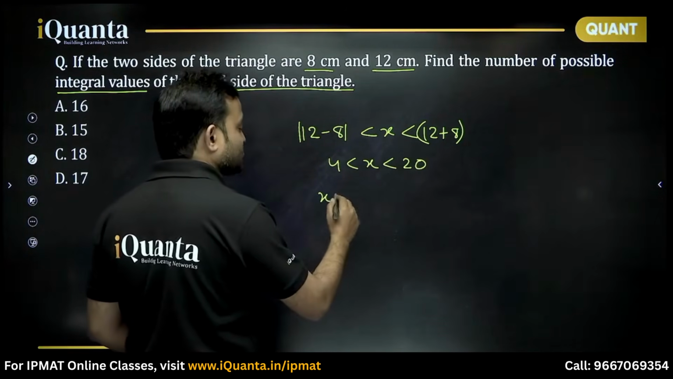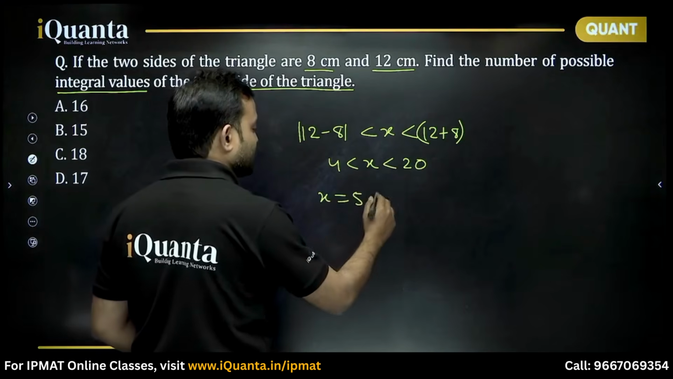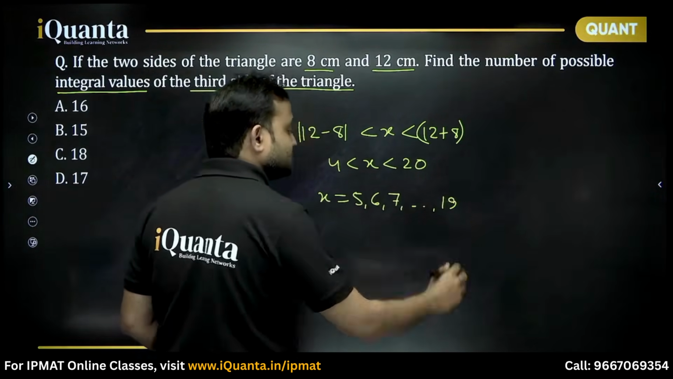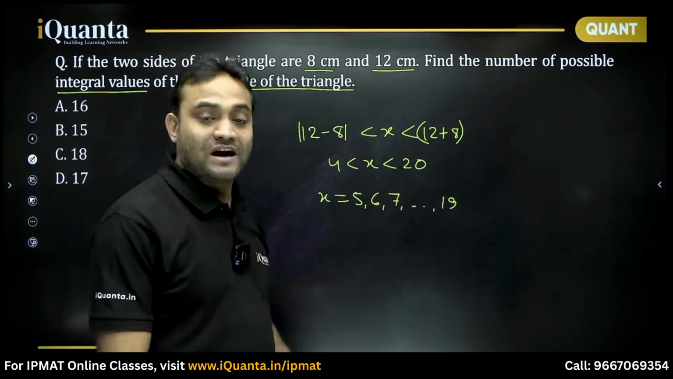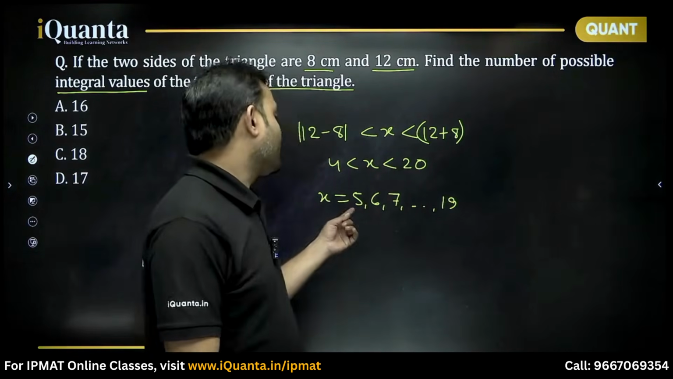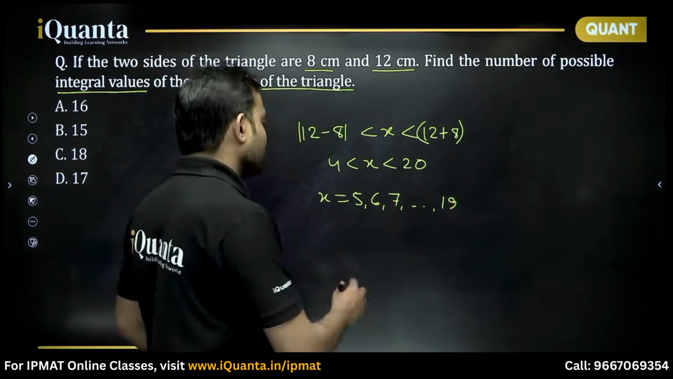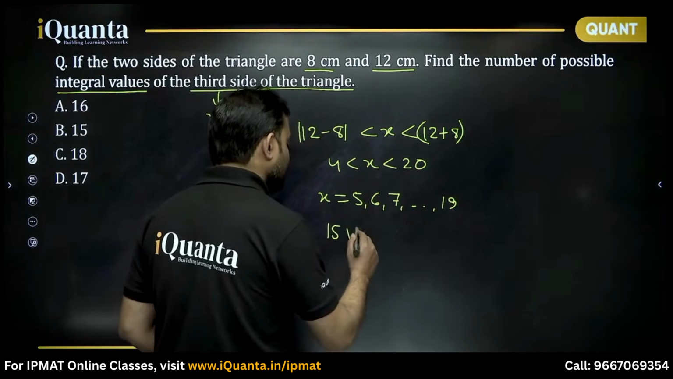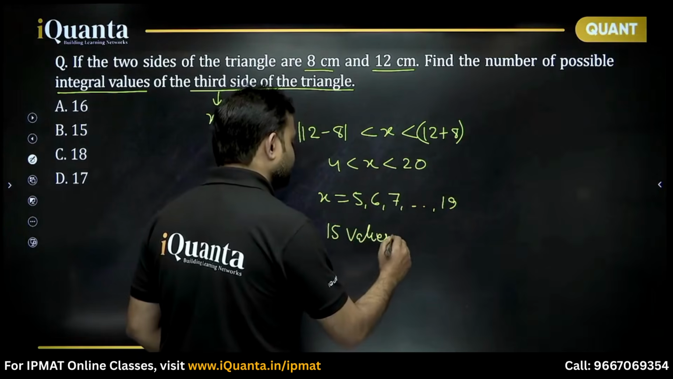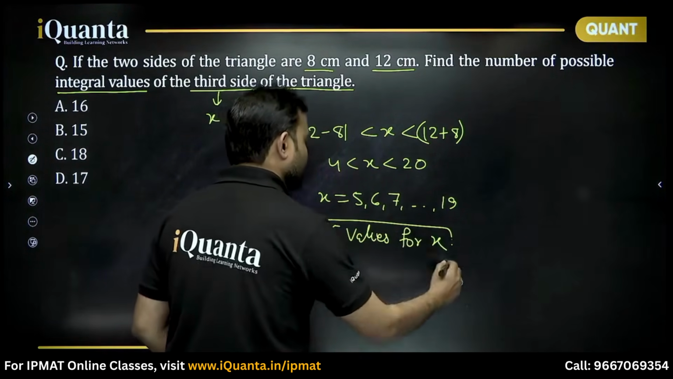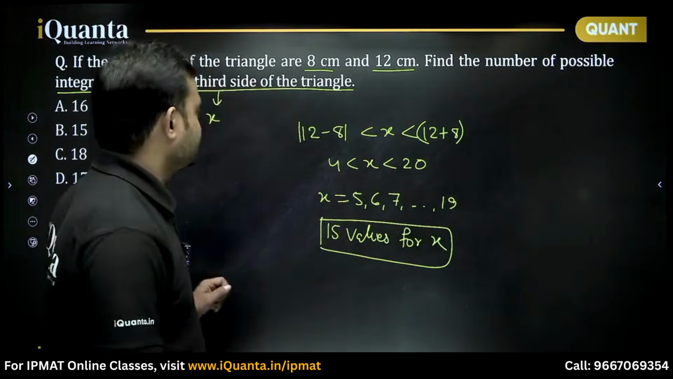That means x could be 5, 6, 7 till 19. So how many different integral values of x are possible from 5 to 19? So 19 minus 4, total 15 values are possible. 15 values of x. That is our answer.